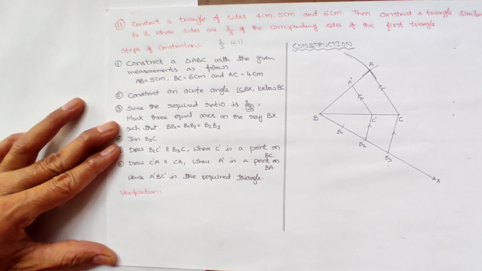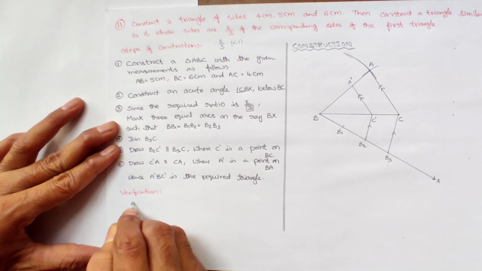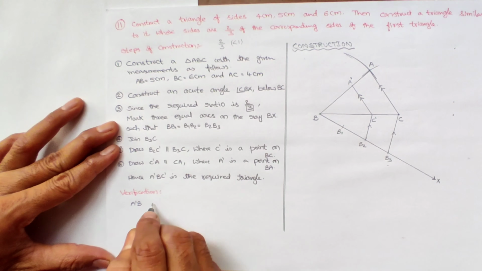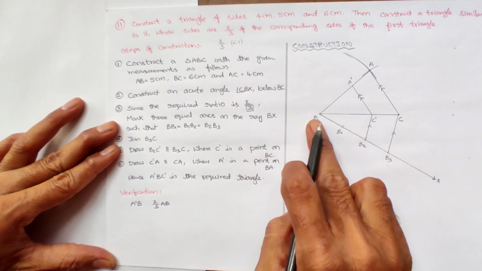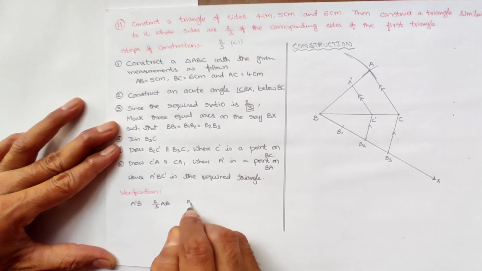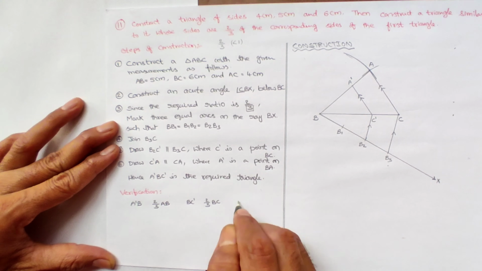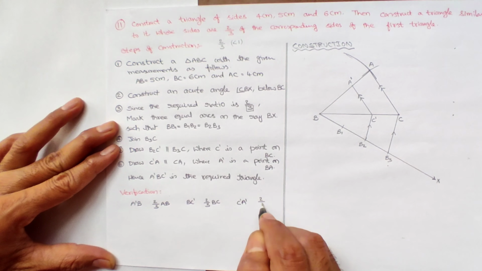For verification, here we need to measure certain values. First, A dash B is to be measured, and we have to check whether it is 2 by 3 times AB or not. Same way, BC dash is to be checked and compared with 2 by 3 times BC. Same way, C dash A dash is to be checked. It should be 2 by 3 times CA.